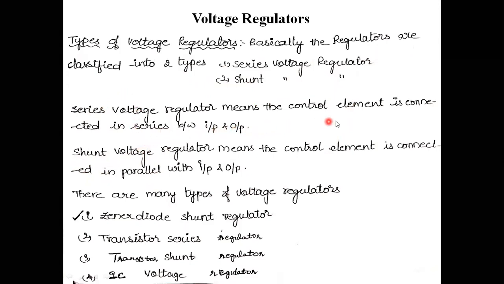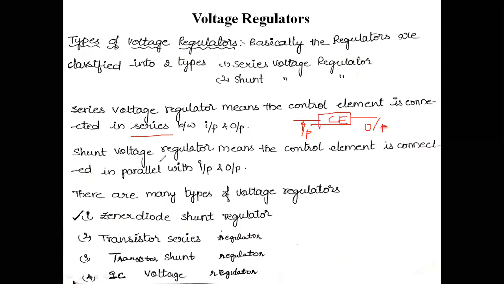Series voltage regulator means the control element is connected in between input and output. Control element is in between input and output. That means series voltage regulator means the control element is connected in series. Let it be that the control element is some Zener diode, like that. Control element is going to be connected in series between input and output.